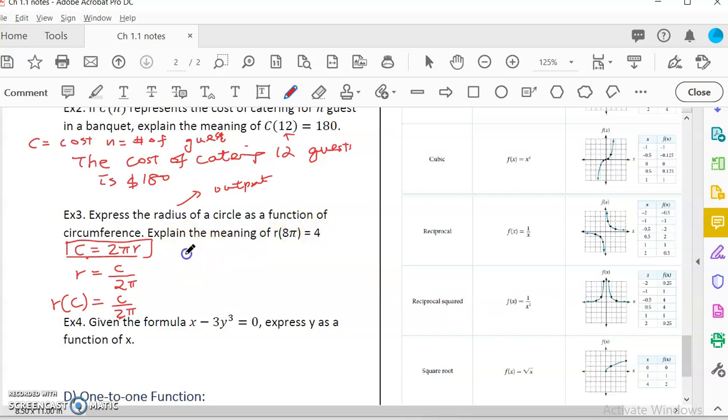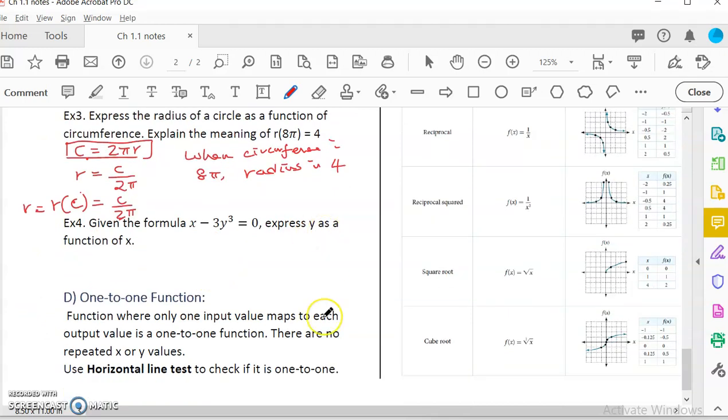So that means when circumference is inside, right? Circumference is 8 pi, radius is 4. So it's like your circumference is the input, and you use it to find the radius. R is equal like this. So it doesn't have to be a function name. You can use the same variable as a function name.